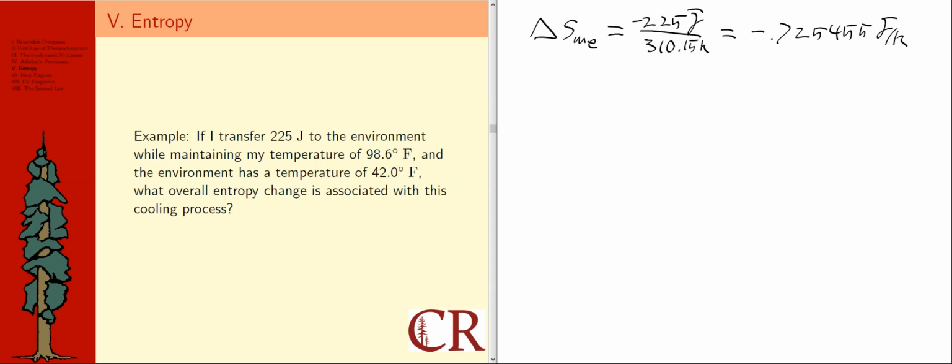Now, for the environment, let's look at delta S, and I'll just put ENV for the environment. We're going to use positive 225 joules because that's the amount of heat input to the environment in this process. And again, in our imaginations, we can say this would be reversible if the environment were in contact with another object at the same temperature, even though in reality it's not. But that would be how you would calculate the entropy change for it. And since that is a possible process, it's perfectly valid to do that.